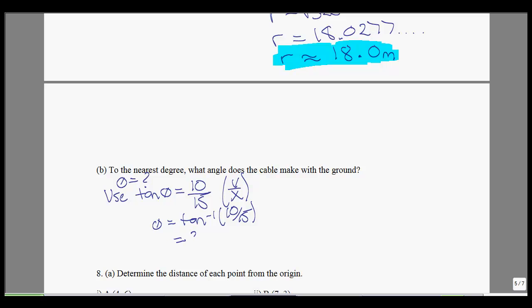which equals 33.6900, which is approximately 34 degrees.